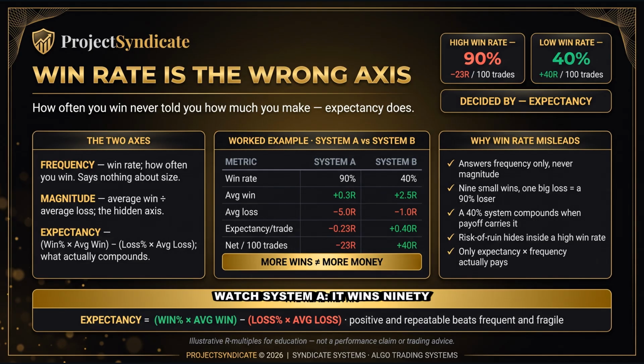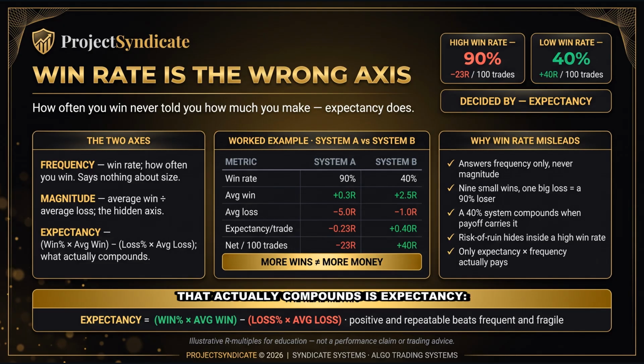Watch System A. It wins 90% of the time and still bleeds 23R over 100 trades, because its wins are tiny and its losses are huge. System B wins just 40% and pays plus 40R. More wins is not more money.